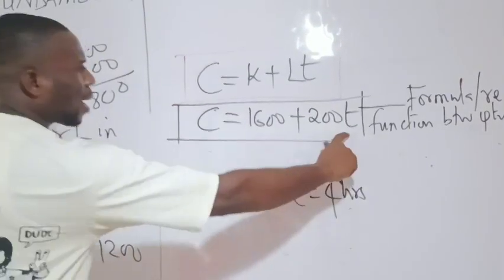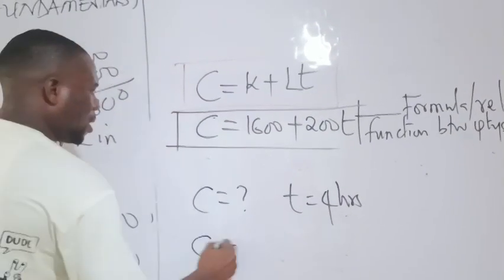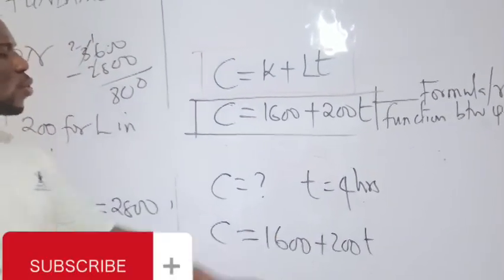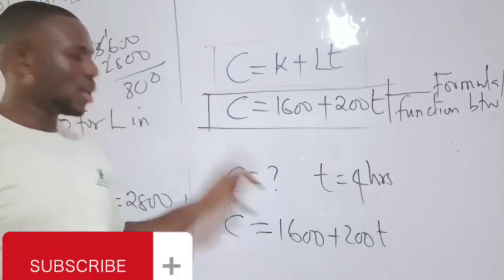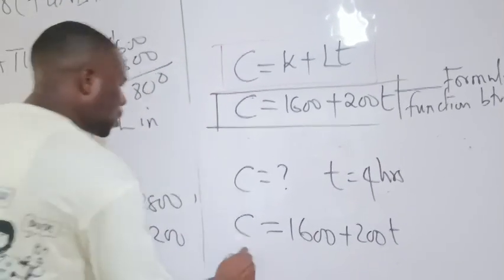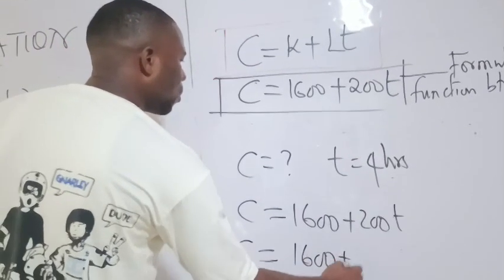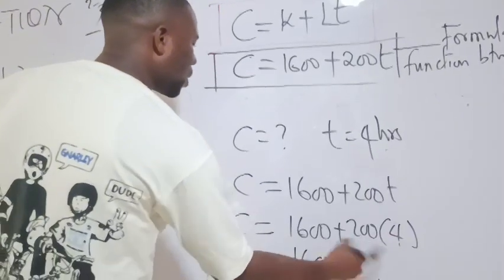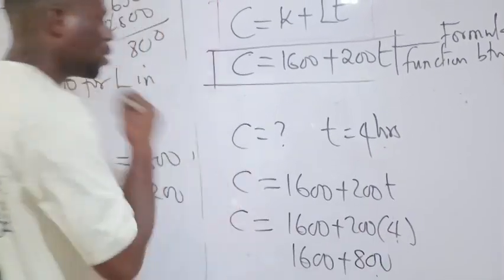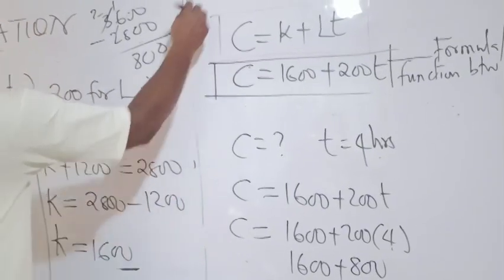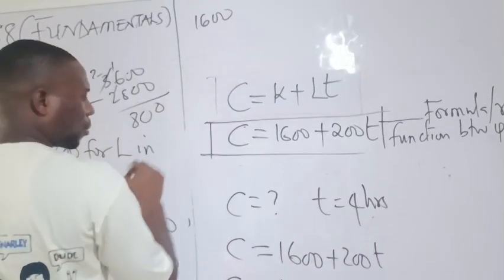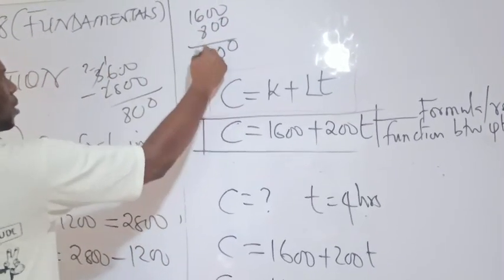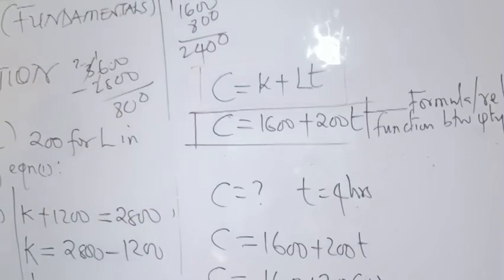Alright, so clearly I've established the formula: C is equal to 1600 plus 200T. So all I need to do is replace 4 for T, and I solve and I'll get the cost. So C is equal to 1600 plus 200 times 4. And clearly this is 1600 plus 4 times 2 is 8, and I have 2 zeros in front. So when you add up, you have 1600 plus 800, which gives me 2400.